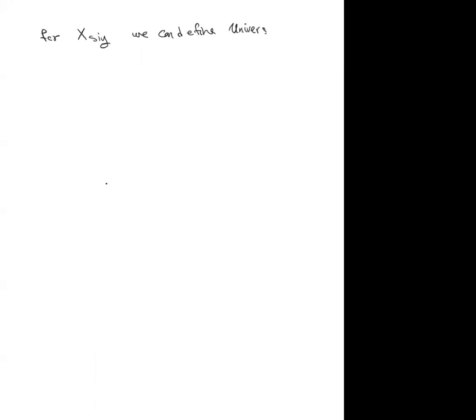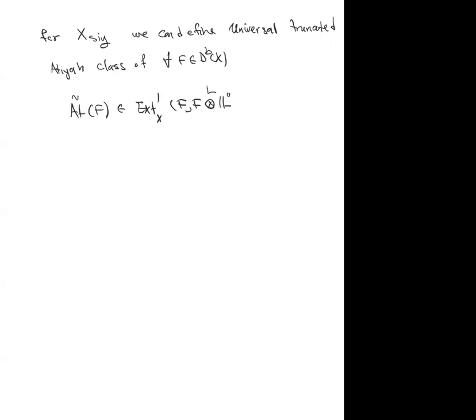It's called the universal truncated Atiyah class of F, meaning that the cotangent complex is being truncated, for any F in the bounded derived category of X. It's an element of here, where F is now derived tensored with the truncation of the cotangent complex in degrees bigger than or equal to -1. The universal Atiyah class, with or without truncation, is defined in the amazing paper of Daniel Huybrechts and Richard Thomas.